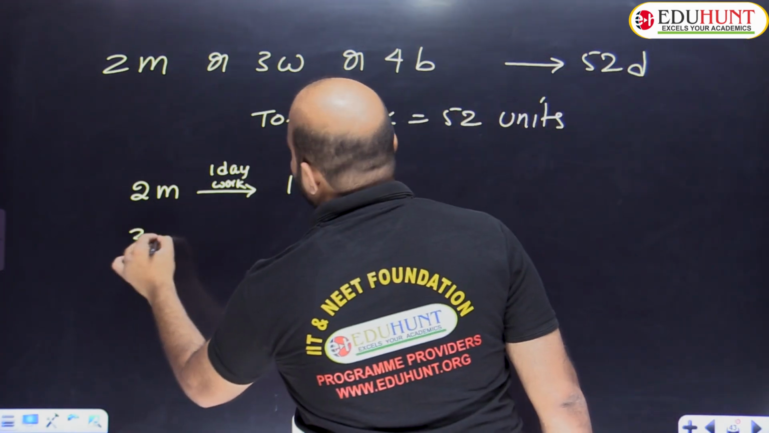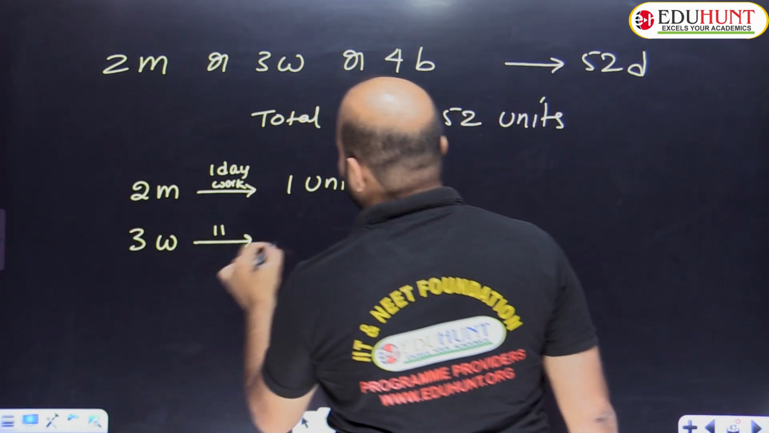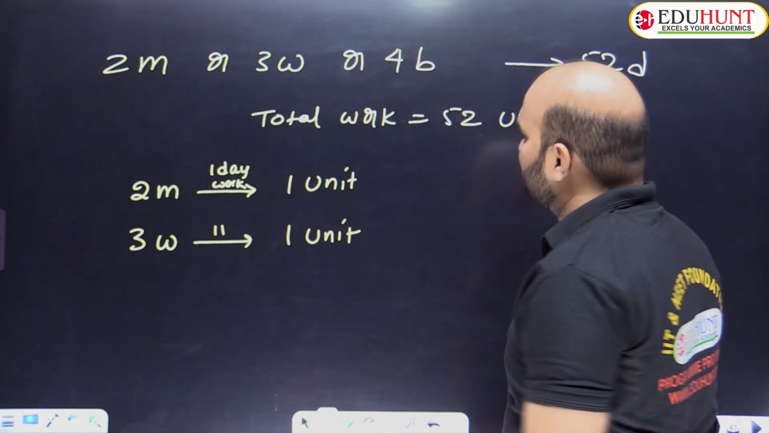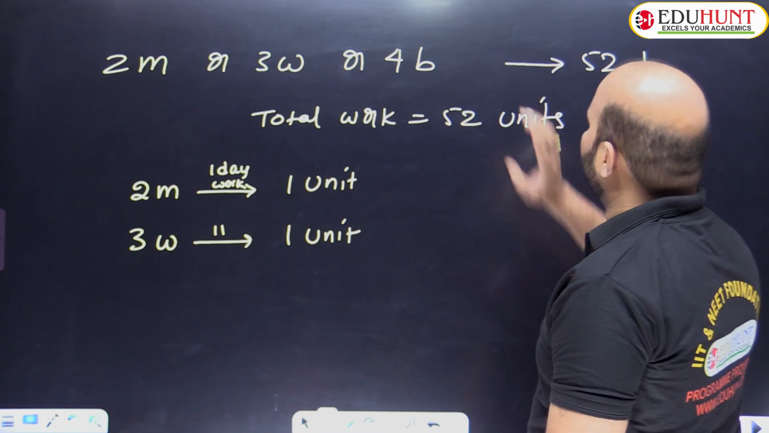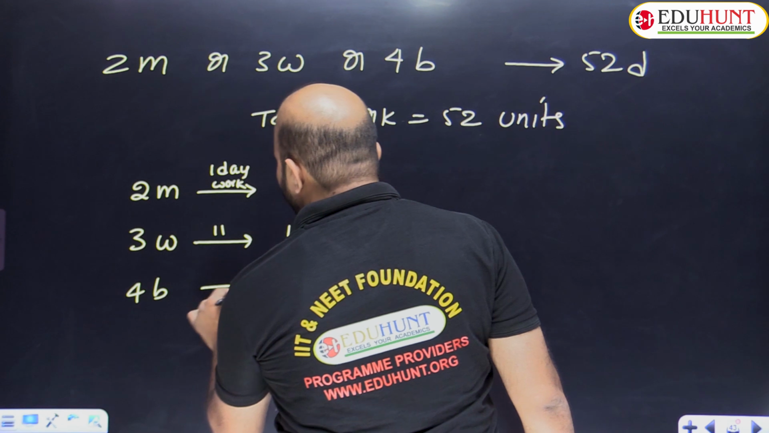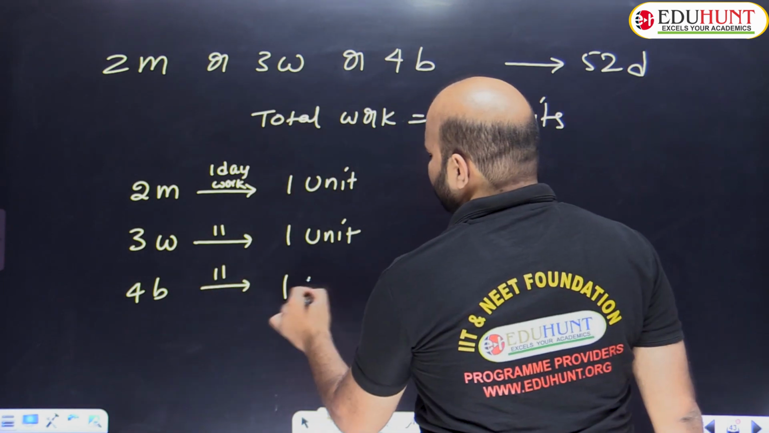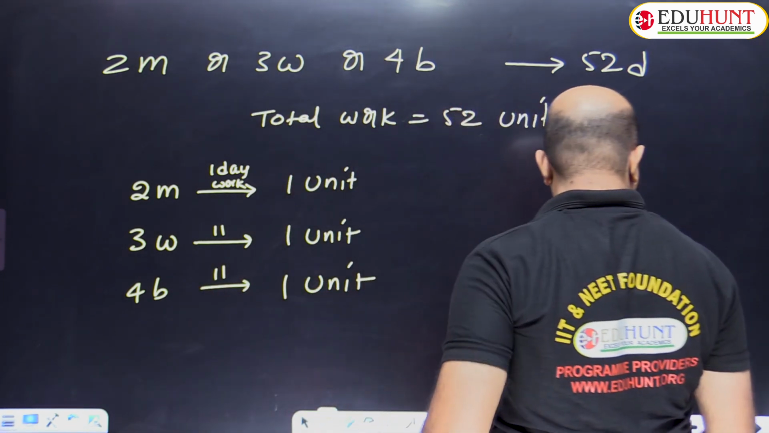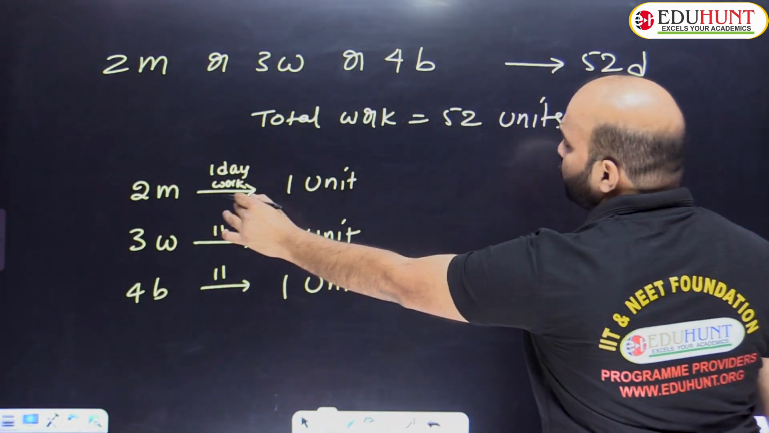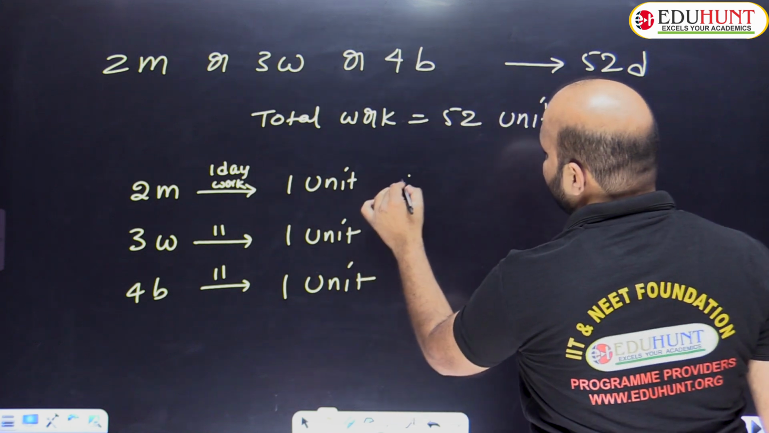So 3 women complete the 1 day work, 1 unit, because 3 women complete the work in 52 days. Total work is already taken as 52, so 52 by 52 is 1 unit. And similarly, 4 boys can do the 1 day work, 1 unit. But what am I asking in the question? 1 man, 1 woman, 1 boy can complete the work in how many days? So 2 men, 1 day work, 1 unit.